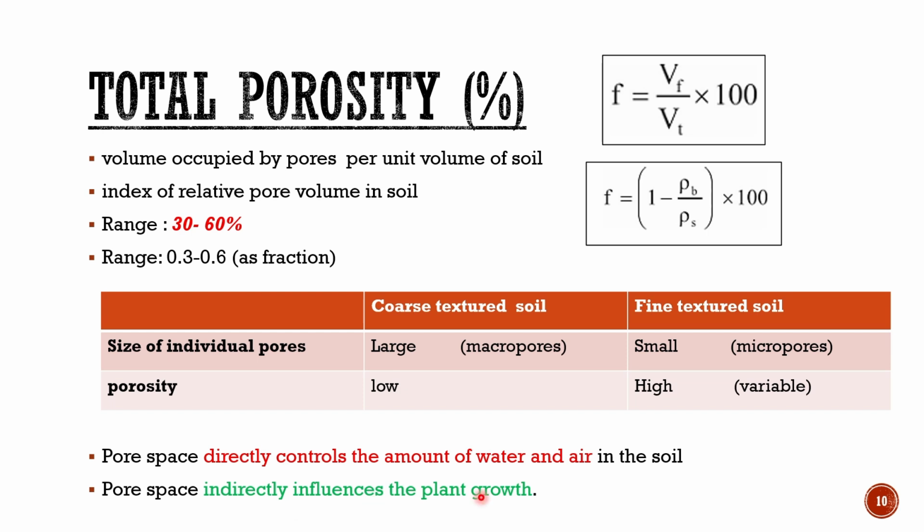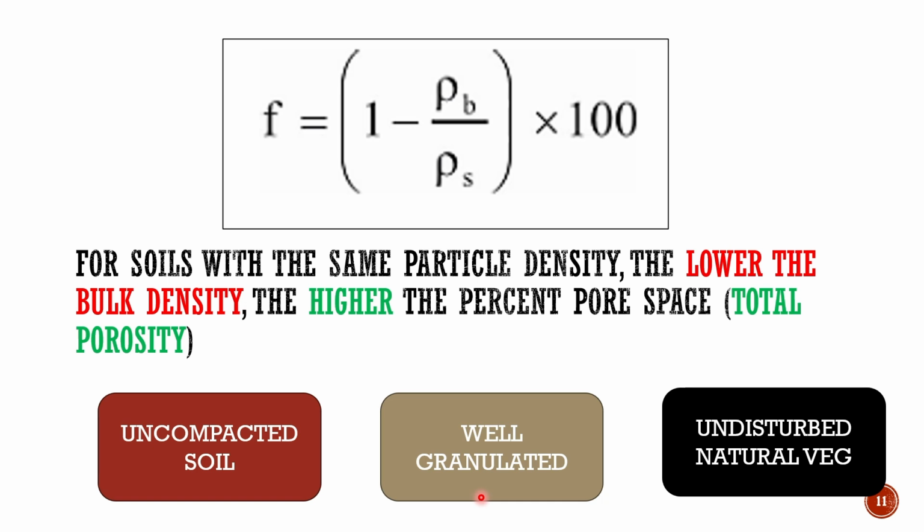Let's look at how we can calculate the porosity through the equation of bulk density and particle density. Porosity equals 1 minus bulk density divided by particle density, whole into 100. When we convert into percentage, we have to multiply by 100.